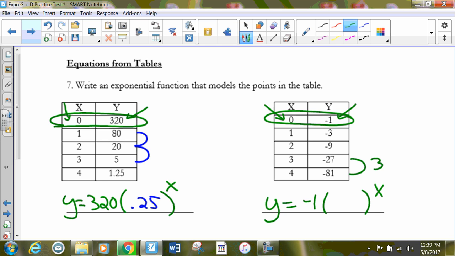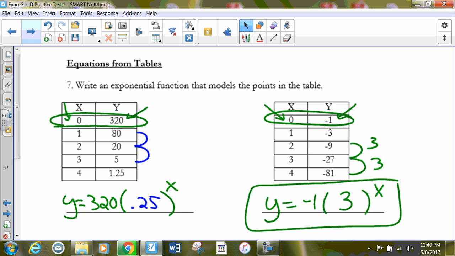Oh, I see. Because our initial value is -1, it's going to look like it's actually a growth. It's a growth, but because our initial value is negative, in the table our values are going to be getting smaller and smaller. If we divide -27 by -9, we also get 3, so that is our growth factor. That's an interesting equation there.